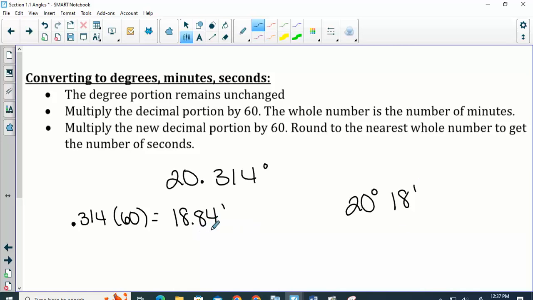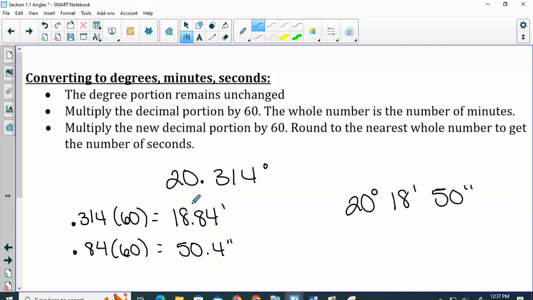Now, to change this decimal into seconds, we actually just multiply it by 60 again. So we take the decimal from our minutes. Since there's 60 seconds in a minute, we take it times 60. And then this one, we round to the nearest second. So it would be 20 degrees, 18 minutes, 50 seconds. So that's the process here.